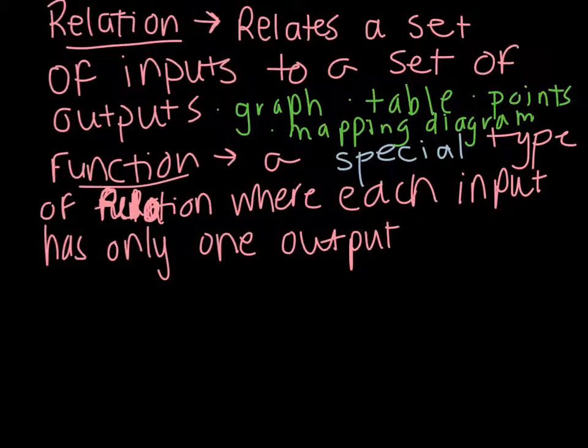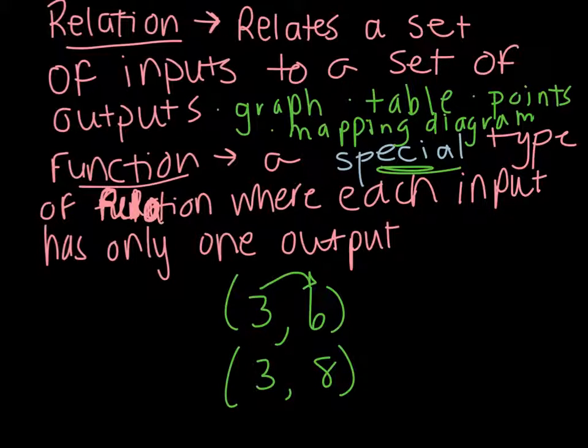A function is a special type of relation where each input has only one output. So what I'm basically saying is that if you have the point 3, 6, 3 can only be related to 6. 3 can't also be related to 8, because in order for it to be a function, each input has to have its own output. Think of it almost like a relationship. If you're 3, you really shouldn't be dating 6 and 8 at the same time. That relationship won't function.